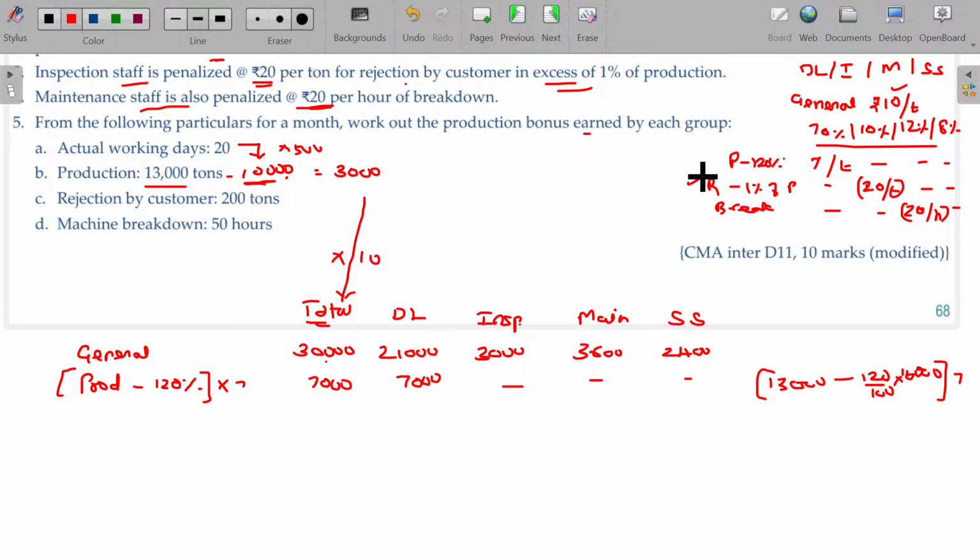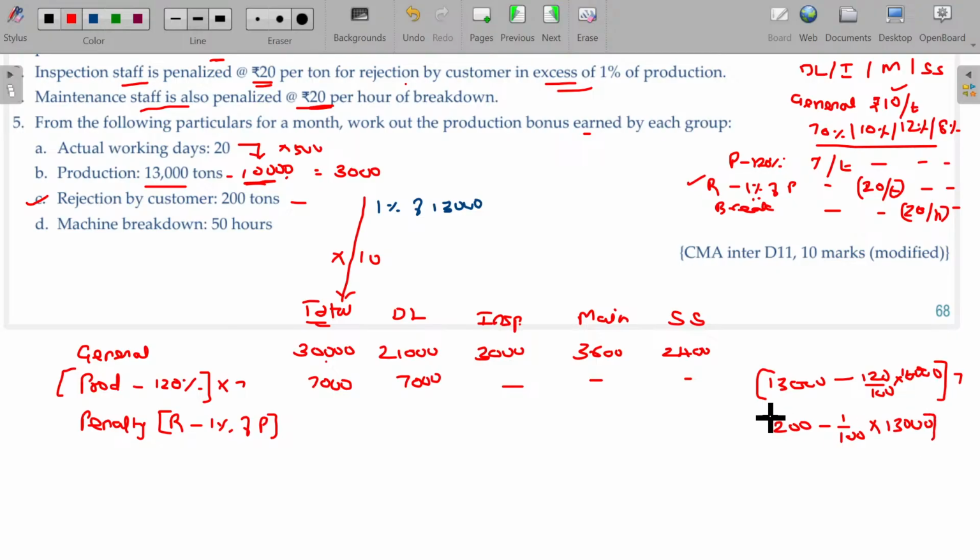And in case of this one, what is that? Rejection by customers in excess of 1% of the production. Okay, 1% of the production, production being 13,000. So what is the rejection here? Penalty for rejection: rejection minus 1% of production. Rejection being 200 minus 1% of production being 13,000.